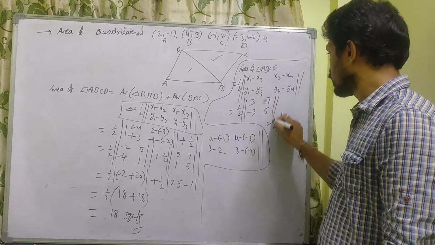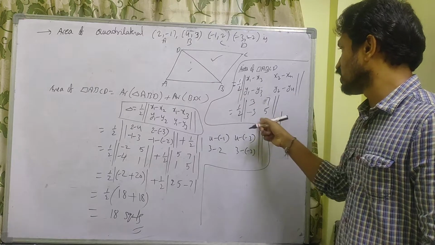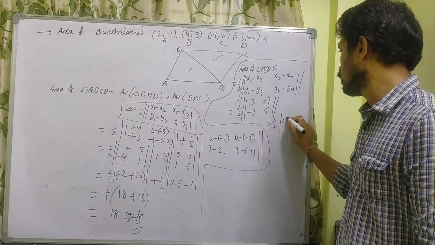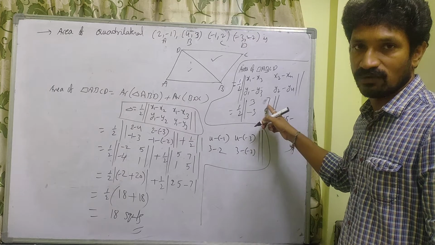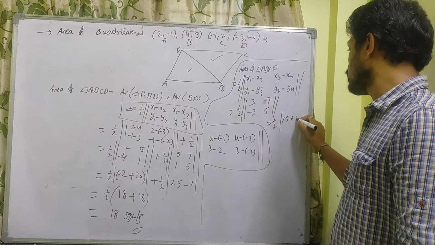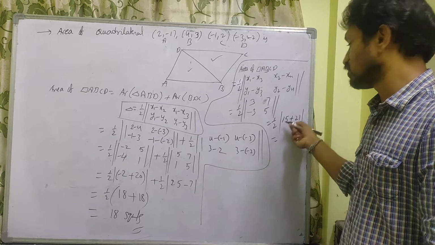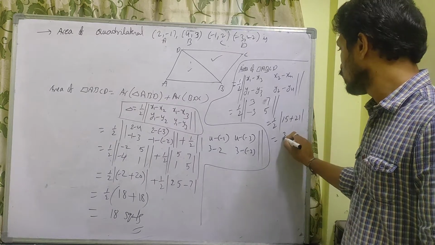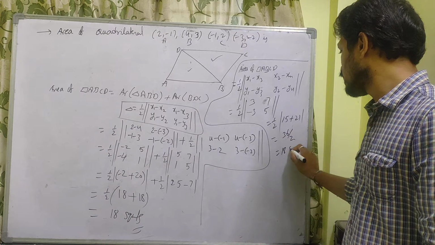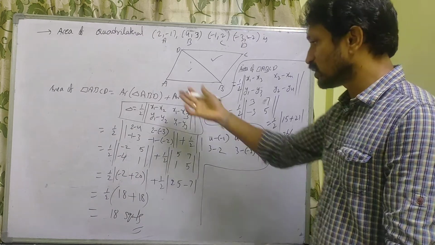So keep the modulus again. Determinant expanded: 3 5s are 15. Minus of minus 3 7s are 21. So minus into minus is plus 21. This is 15 plus 21, 36. Modulus of 36 is 36 only. 36 by 2, that is 18. Again 18 square units. So which one is comfortable?